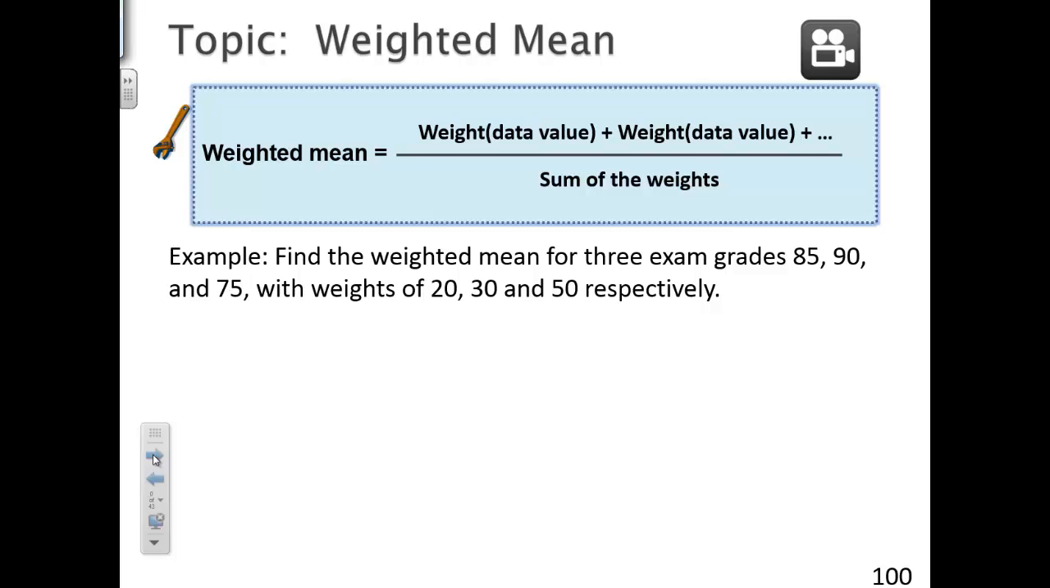We're going to multiply those together and then add the next weight multiplied by its data value. And we're going to keep doing that until we run out of data values. Then we're going to divide by the sum of the weights. So let's look at the example.